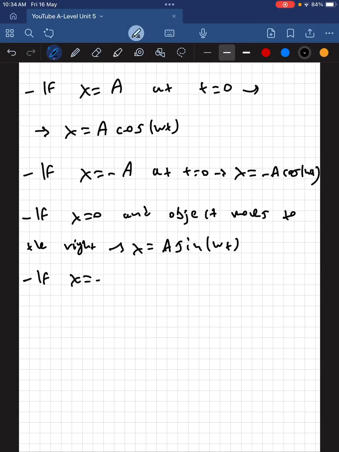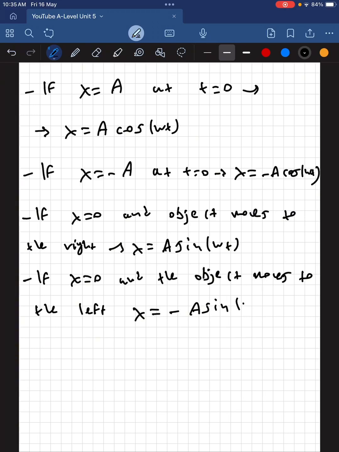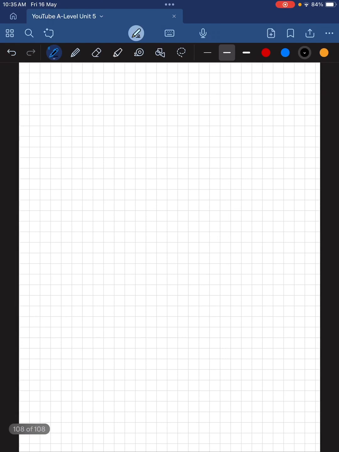And if x is 0 and the object moves to the left, meaning that it has a maximum velocity, because at the equilibrium position the velocity is maximum. So if it moves to the left, it means that x is minus a sine omega t. Okay, once you know the displacement, you can easily find the velocity as the first derivative of the displacement, and the acceleration as minus omega squared times x. Okay, so that's that. Let's do a small recap.